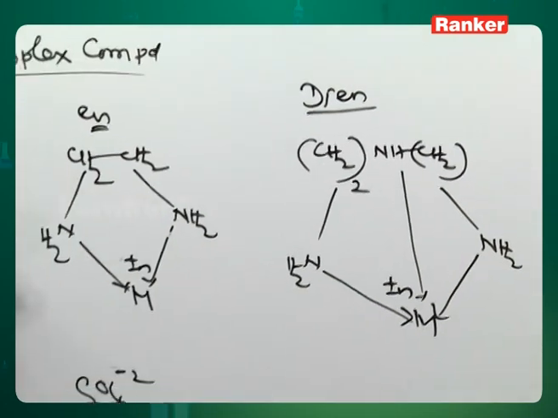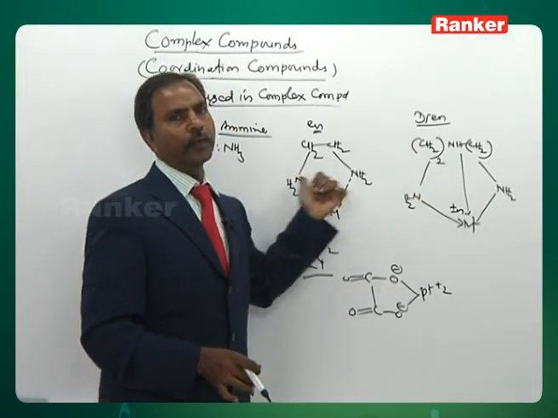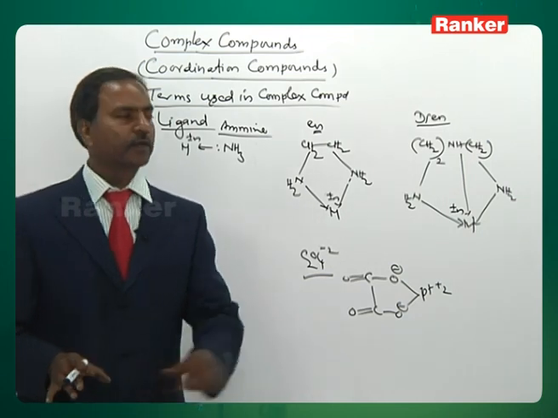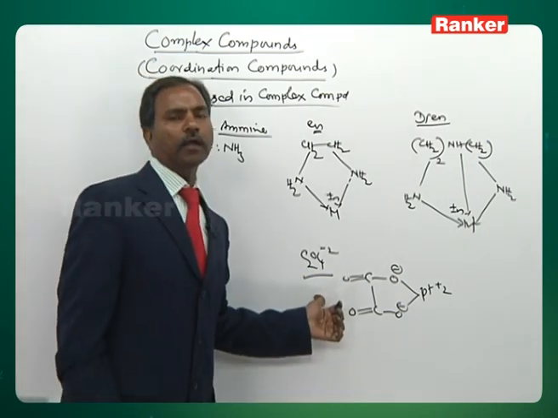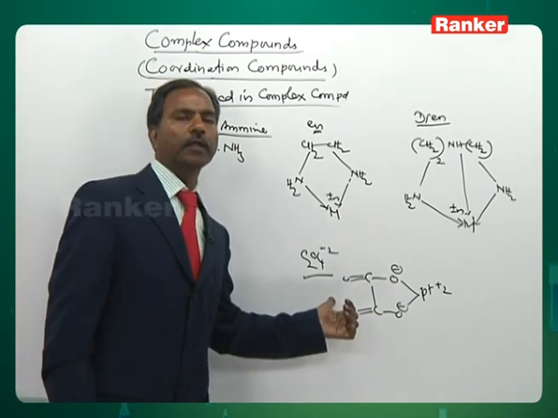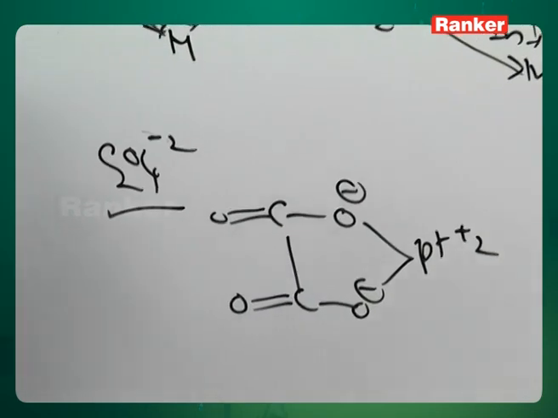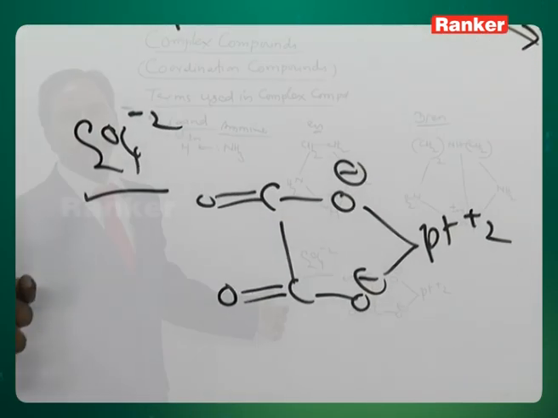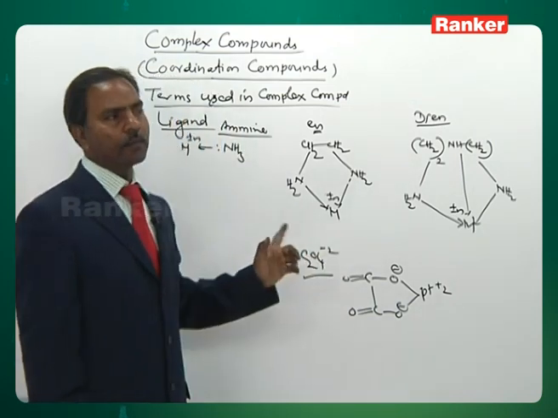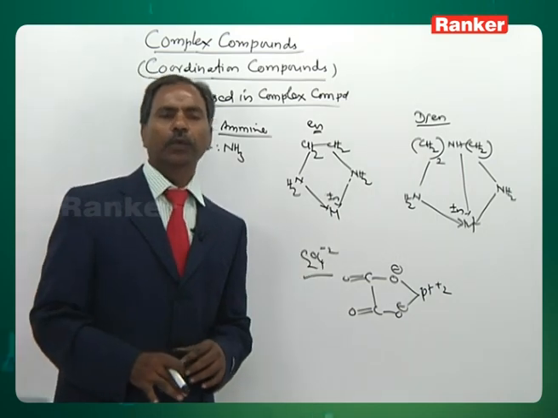Now, you are clearly looking on the board. These first three ligands, the amine ligand, ethylene diamine and diene, are actually neutral ligands. But the oxalate ligand is carrying two negative charges, so it is a negative ligand. Some ligands are neutral, some are negative, and some are found to be positive. Based on charge and density, ligands are classified into different types.